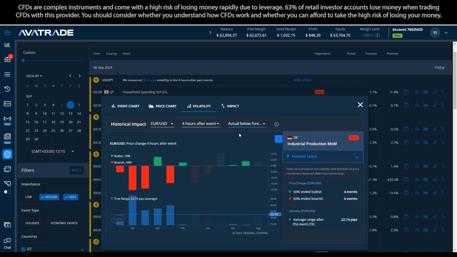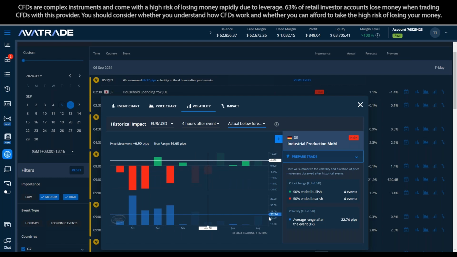Below forecast, okay, distances are much larger down, and the directionality makes sense to me. If the industrial production is worse than expected, below forecast, the USD pulls the euro down. That makes sense. Bad economic news out of Germany, euro weakens against the USD. Now, it's 50-50 in terms of the number. 4 went up and 4 went down, but look at the difference in how far it went down each time compared to how far it went up.